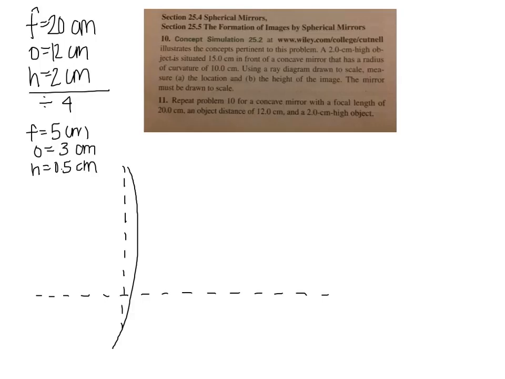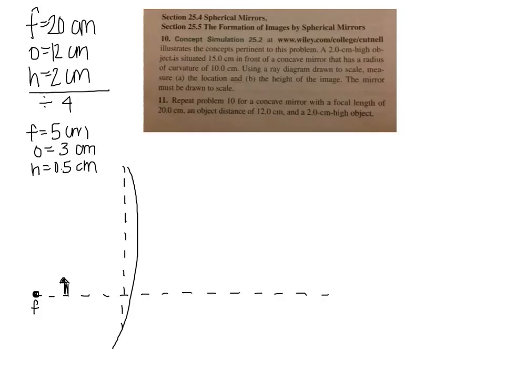Okay, so I'm going to go ahead and identify F over here at about 5 centimeters distance from the mirror. I'm going to draw the object about 3 centimeters from the mirror with an object height of about 1/2 centimeter. Not perfect. I'm sorry. I tried. So we're going to be drawing a couple different types of rays.